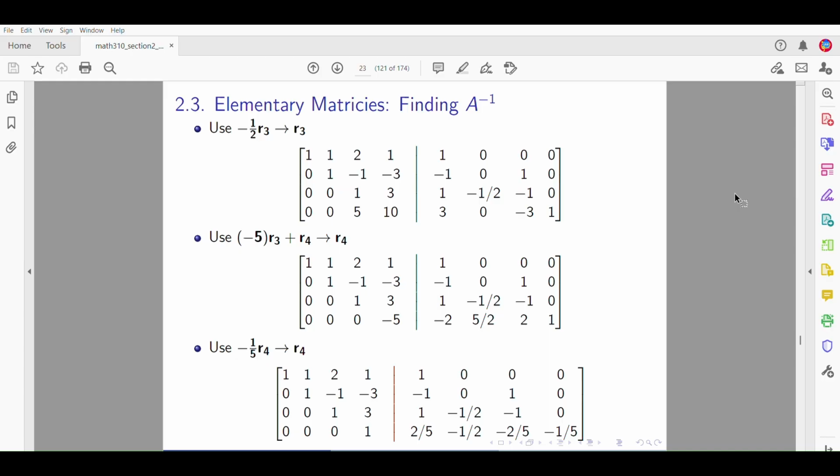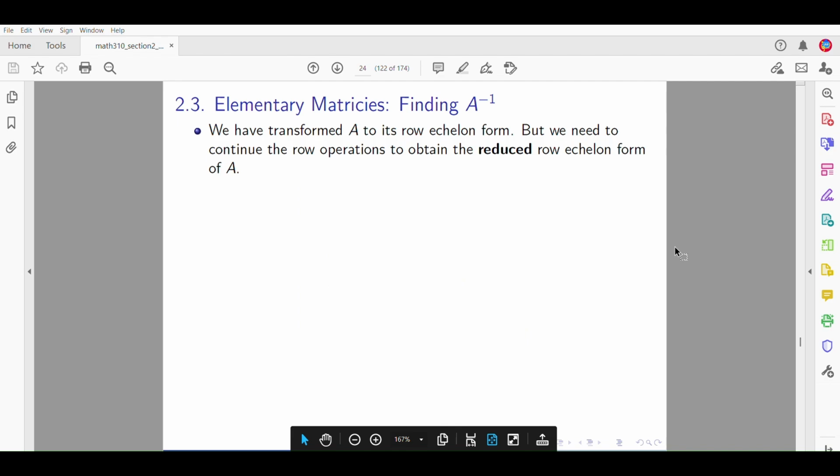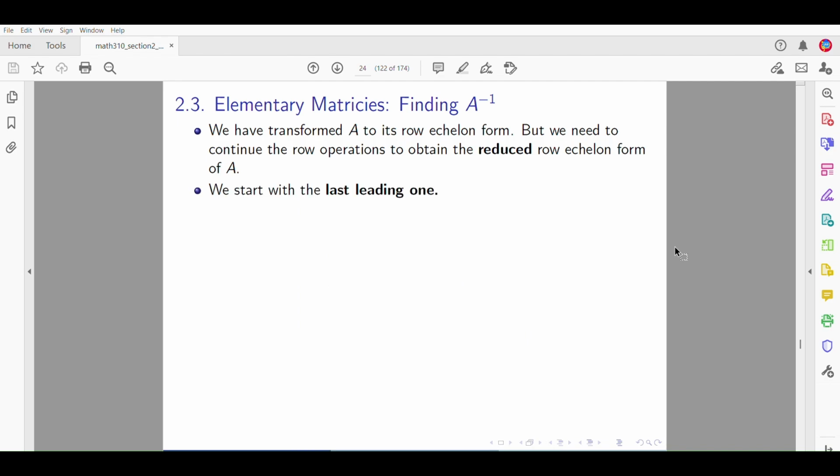All right. This is row echelon form. You want reduced row echelon form. Start with the last column. We need to continue row operations to get the reduced row echelon form. Start with the last leading one.